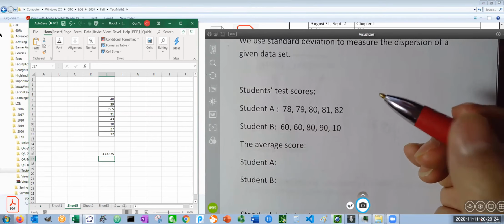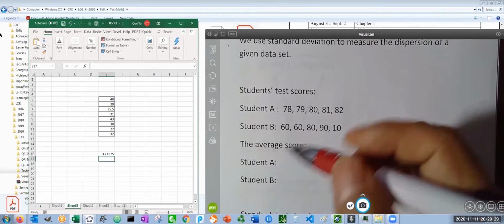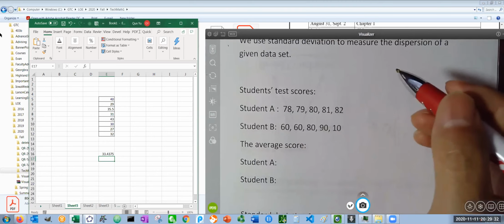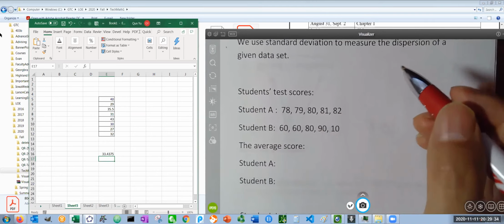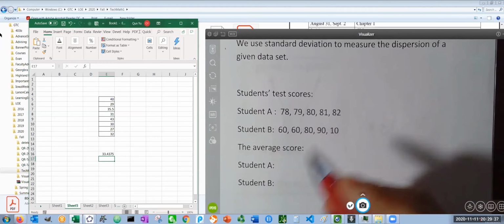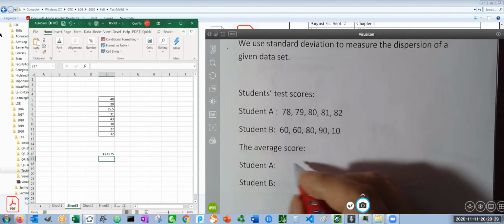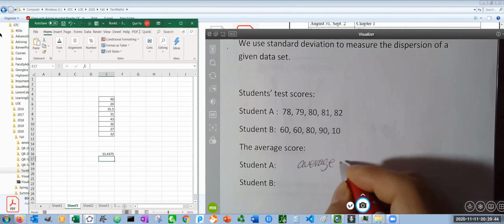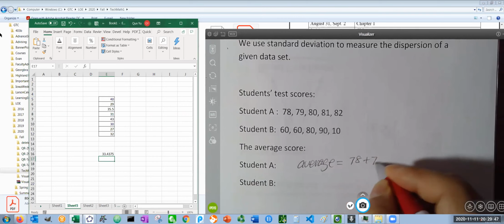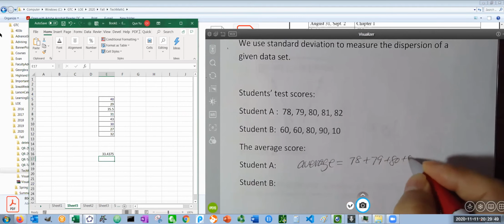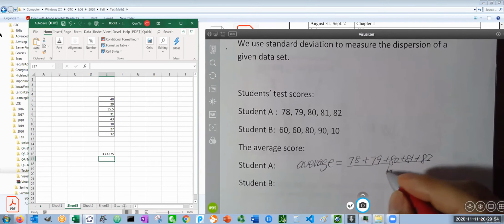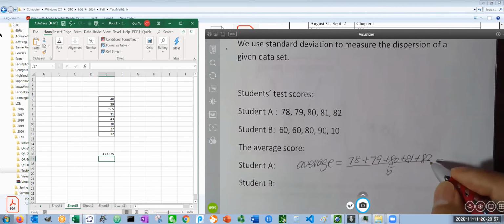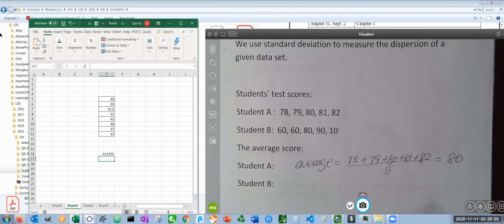Now, first we want to calculate the average of these 2 students, and average is part of the calculation of standard deviation. That's why we need to do the average first. So let's do that. These are small numbers, so it's easy to do the average. Average of student A: 78 plus 79 plus 80 plus 81 plus 82, divided by 5. If we do this very simple calculation, you will get 80.